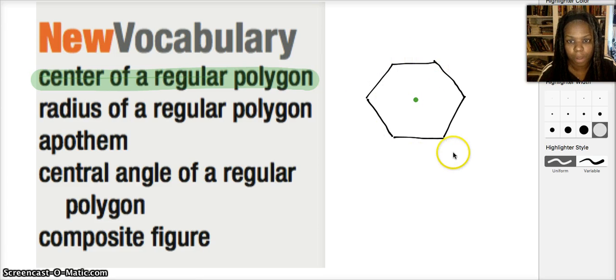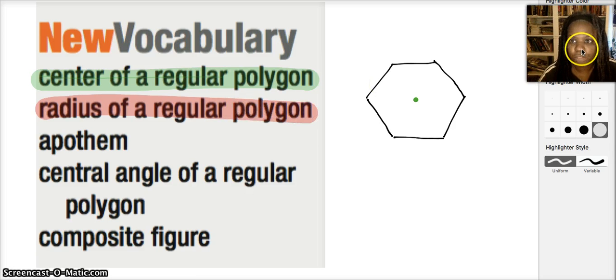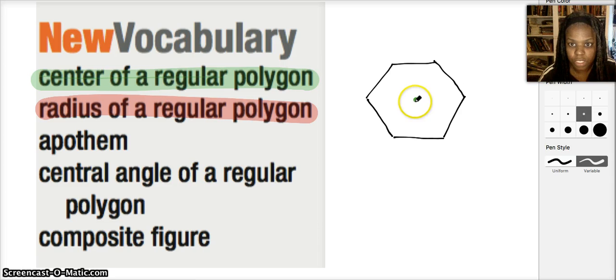If you were to circumscribe a circle around it, it will be the same center of the circle as the center of that regular polygon. The radius of the regular polygon will be, from the center, the segment that connects the center to any one of the vertices. So that's how you're going to determine what the radius is.